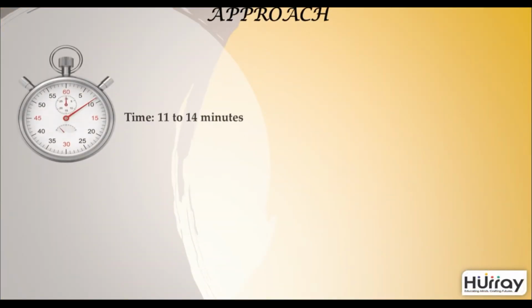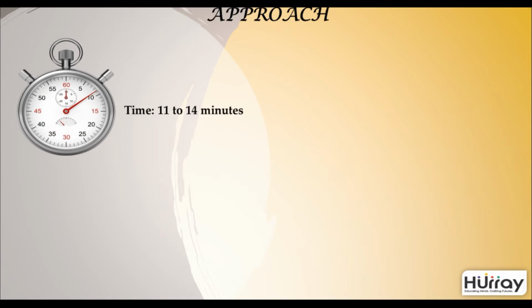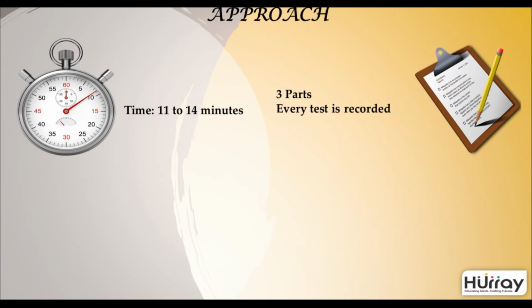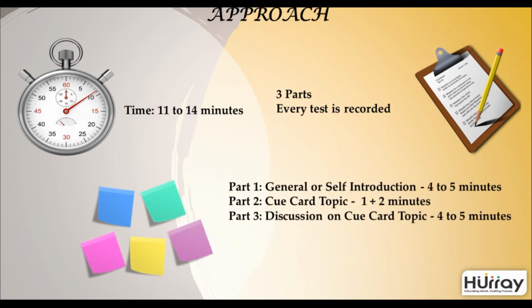The approach for the speaking test is that it lasts for 11 to 14 minutes. There are 3 parts and every test is recorded. Part 1 is the general or self-introduction round, which is 4 to 5 minutes. Part 2 is cue card topic, where you can prepare for 1 minute and speak for 2 minutes. Part 3 is the discussion on the cue card topic, which is for 4 to 5 minutes.